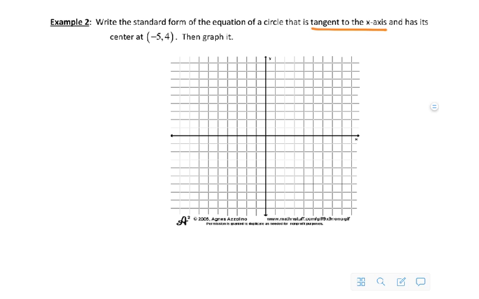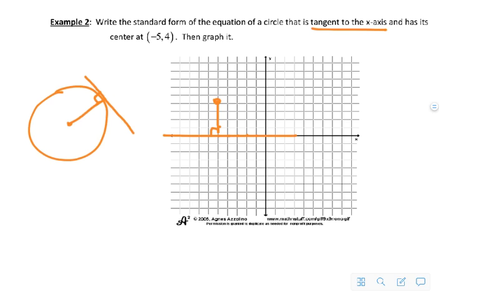In geometry, tangent lines on circles were lines that hit one point on the outside of the circle, and it was perpendicular to the radius. The reason that's important is because once I graph the center at negative 5, 4, so 1, 2, 3, 4, negative 5, 1, 2, 3, 4, here's negative 5, 4. I know that the x-axis is going to be perpendicular to the radius.